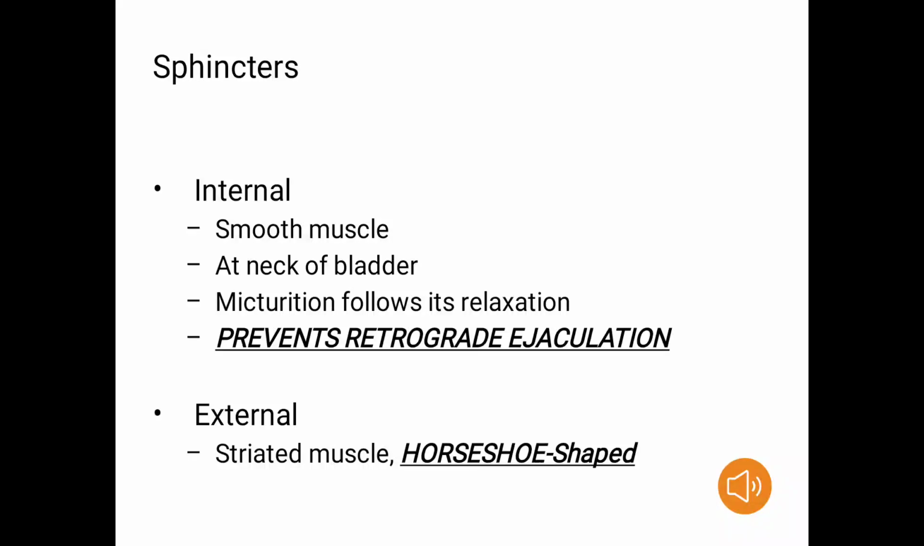So about the sphincters, internal and external sphincters. The internal is lined by smooth muscle at the neck of the bladder, and following relaxation of it, micturition will happen. Its most important function is that it prevents retrograde ejaculation. And the external sphincter is striated muscle, horseshoe shaped, just distal to the prostate, and it is under voluntary control.